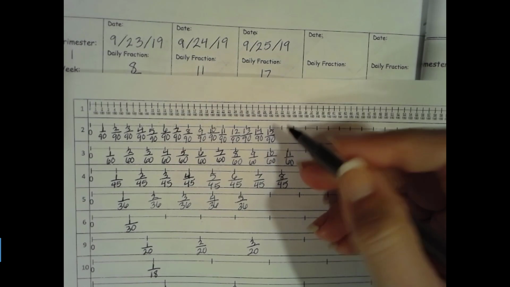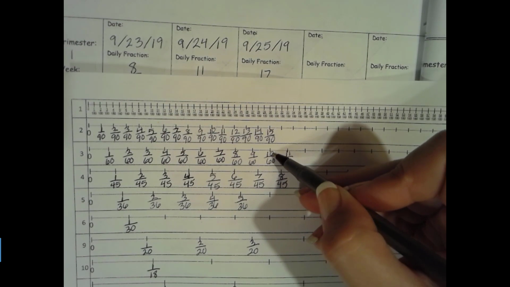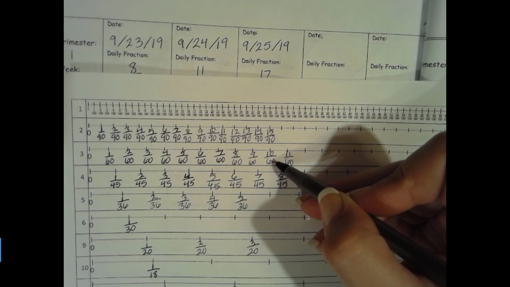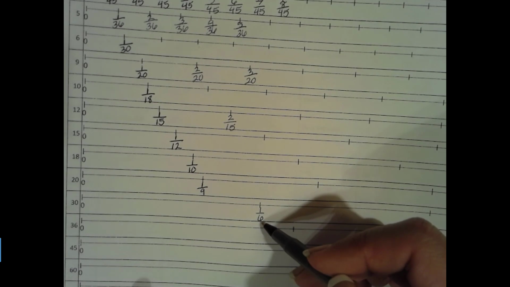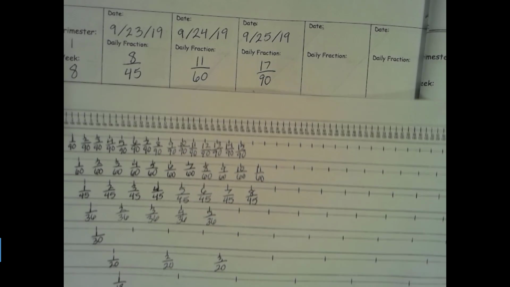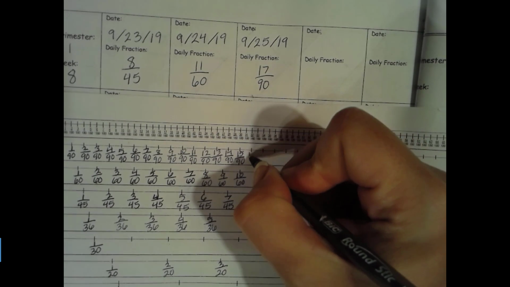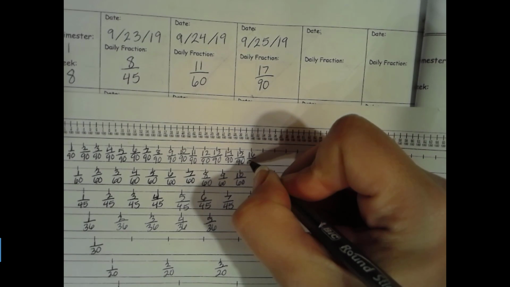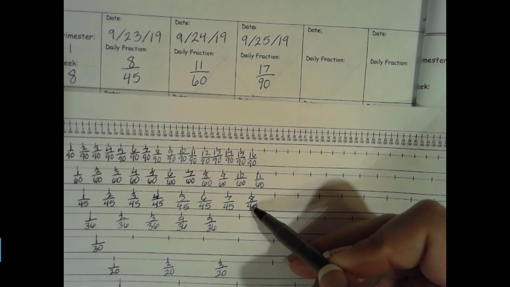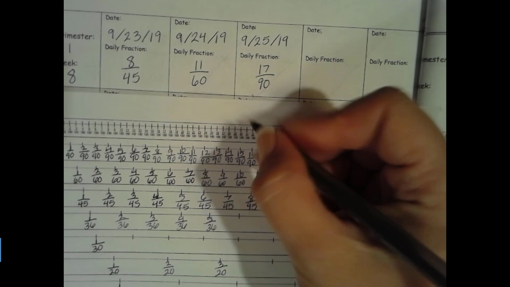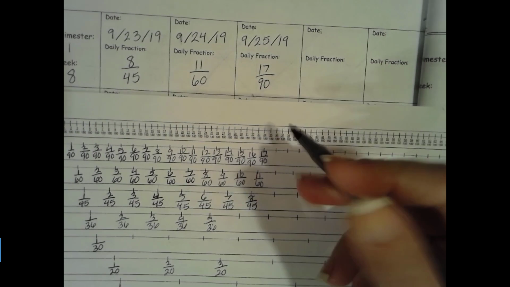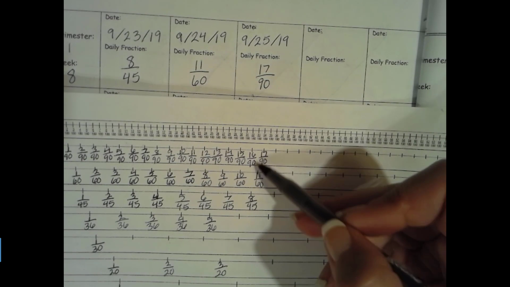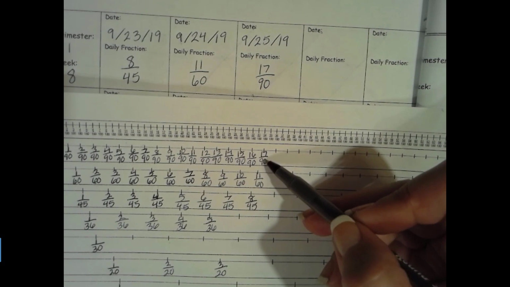15/90, that is equivalent to 10/60, and 1/6 is the simplest form. 16/90 is equivalent to 8/45, the simplest form, and then today 17/90, that is our simplest form. That is our equivalent fraction in lowest terms.